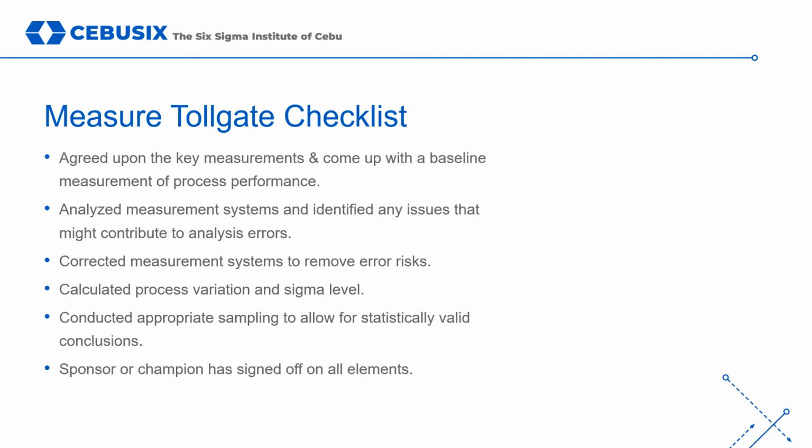By the time the measure phase is complete, the team should have agreed upon the key measurements and come up with a baseline measurement of the process performance, analyzed the measurement systems and identified any issues that might contribute to analysis errors, corrected the measurement system to remove error risks, calculated process variation and sigma level, conducted an appropriate sampling to allow for statistically valid conclusions, and the sponsor or champion should have signed off on all of those elements.